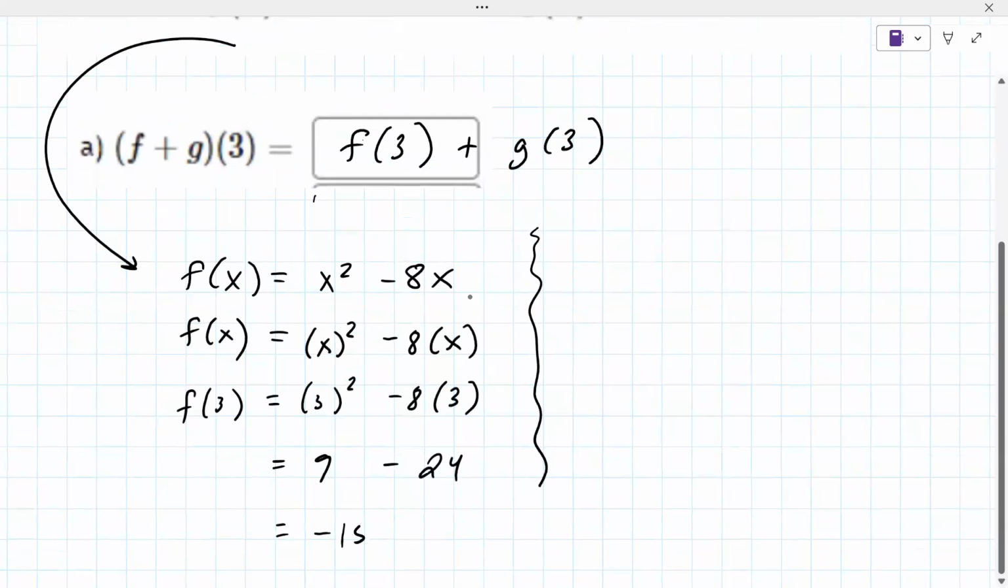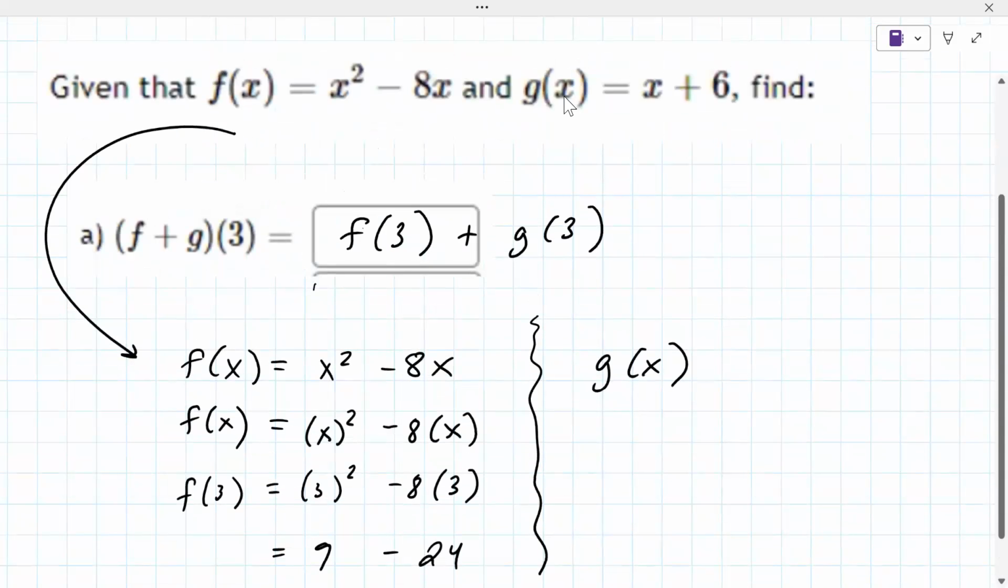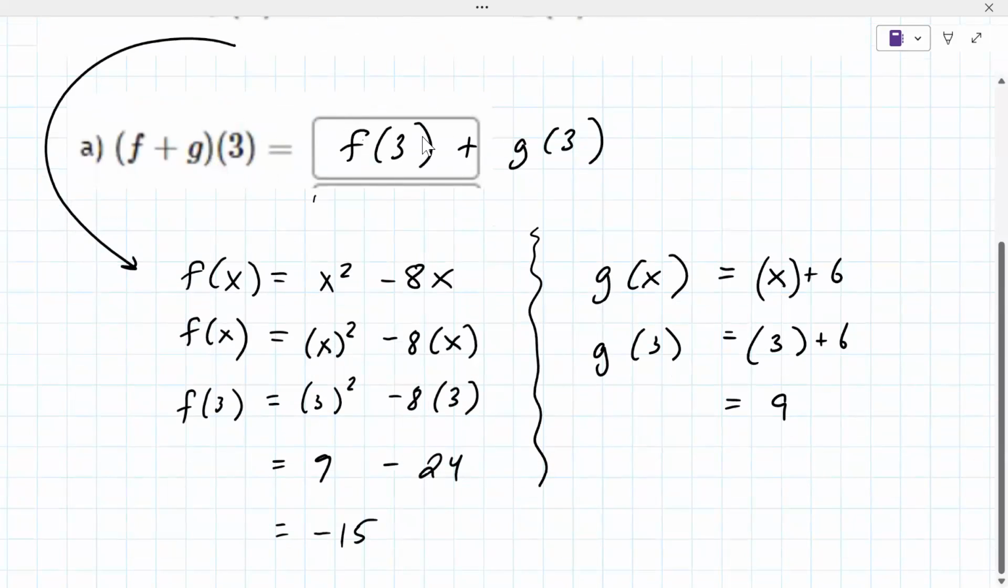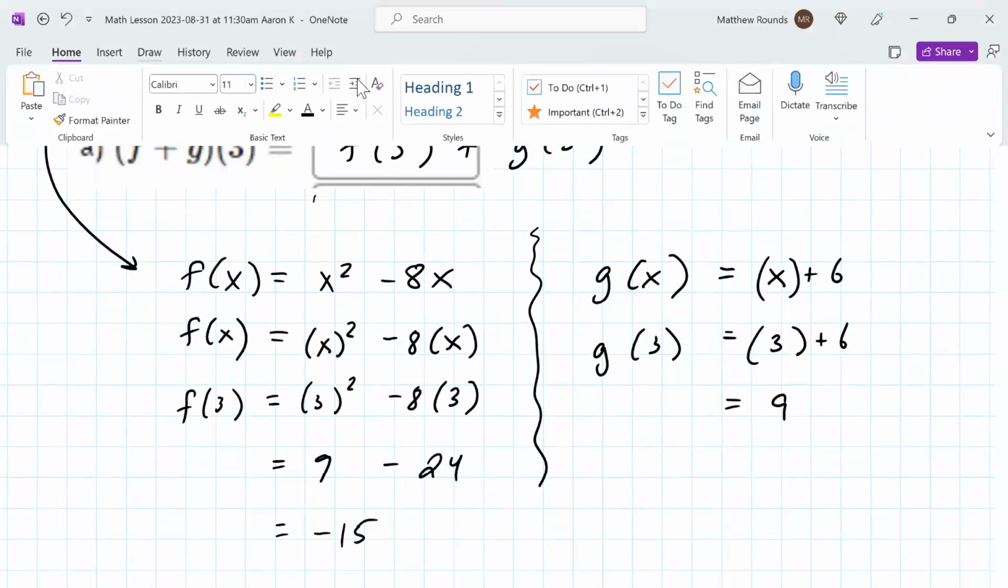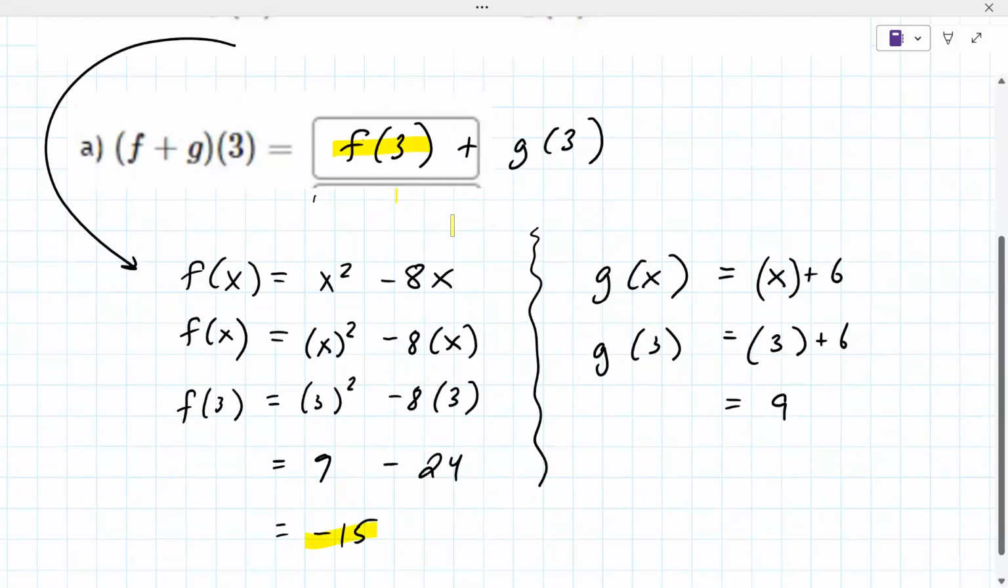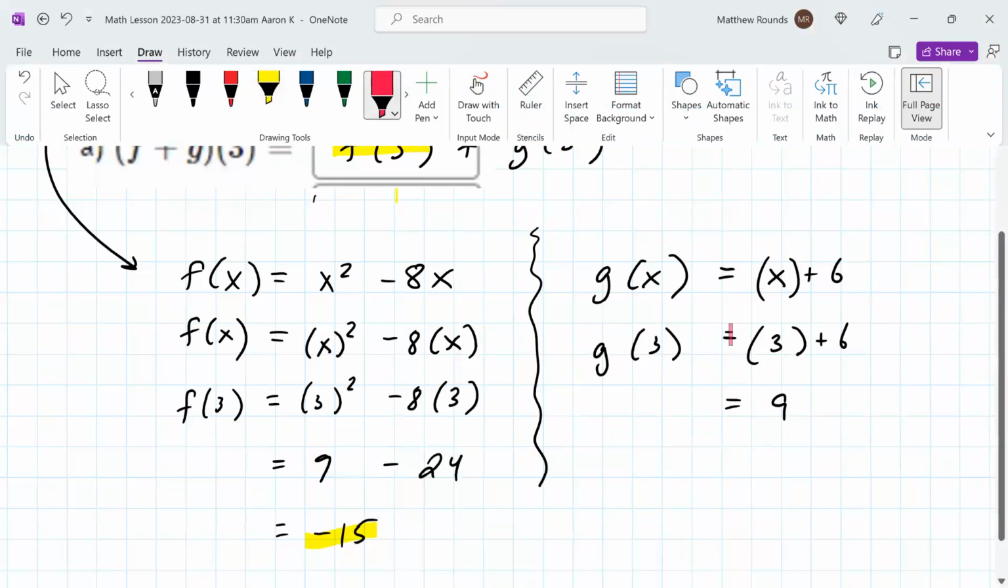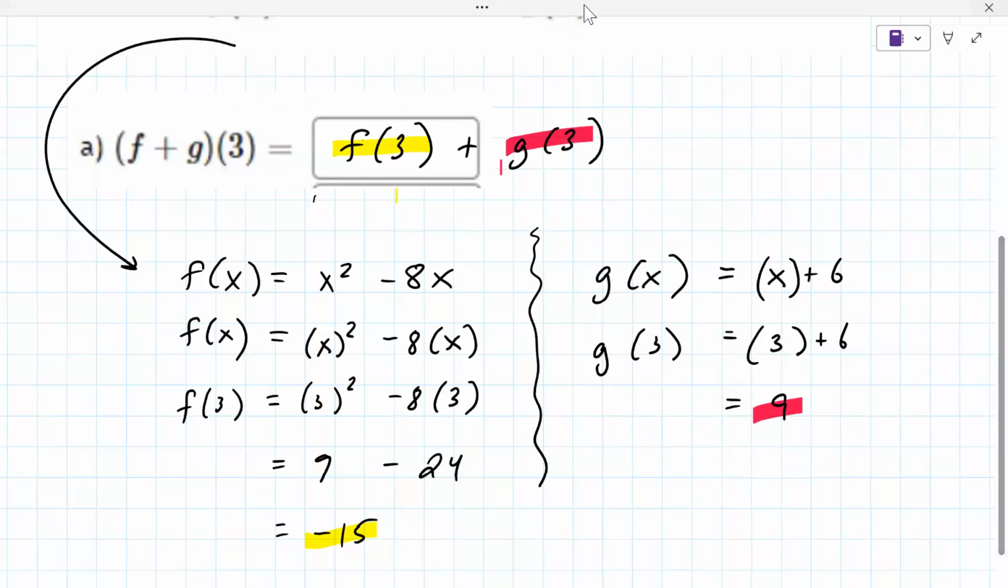F of 3 is minus 15. Now we need to find g of 3. g of x is x plus 6. Again, I really recommend you put that variable in parentheses. So g of 3 means to put 3 in for x. 3 plus 6 is 9. So your problem here is f of 3 plus g of 3. Well, f of 3 is minus 15, and your g of 3 is 9. So you want to combine those together. Minus 15 plus 9 is minus 6.